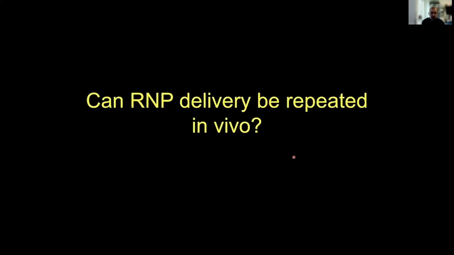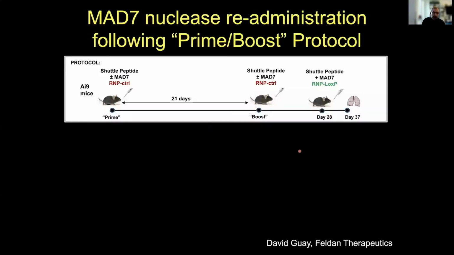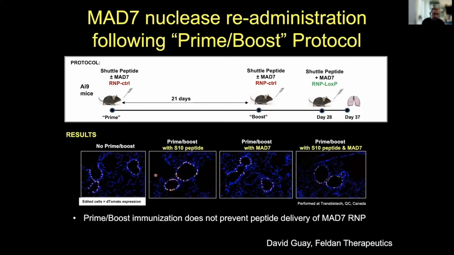Another question is whether RNP delivery can be repeated in vivo. To do this, David and colleagues performed a prime boost experiment. So in this protocol, AI9 mice received various combinations of the shuttle peptide, the nuclease, with an RNP not targeting the LOXP sites. And then 21 days later, were boosted, and then a week later, received the appropriate nuclease targeting the LOXP sites with the shuttle peptide.